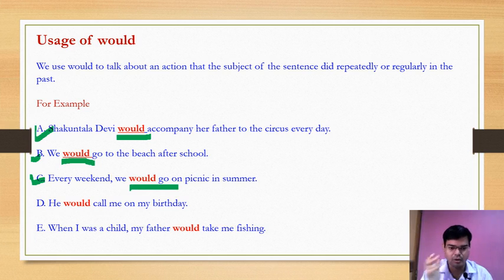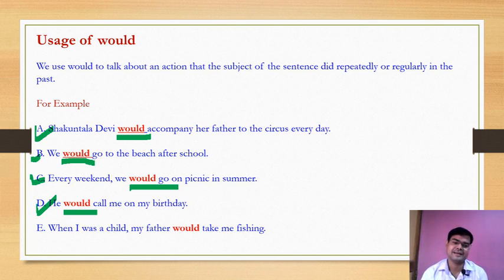Next, he would call me on my birthday. So whenever I used to celebrate my birthday, in the past, at that time he used to call me. He used to call me on my birthday. So here we have used would, correct? I hope you are getting it very nicely.